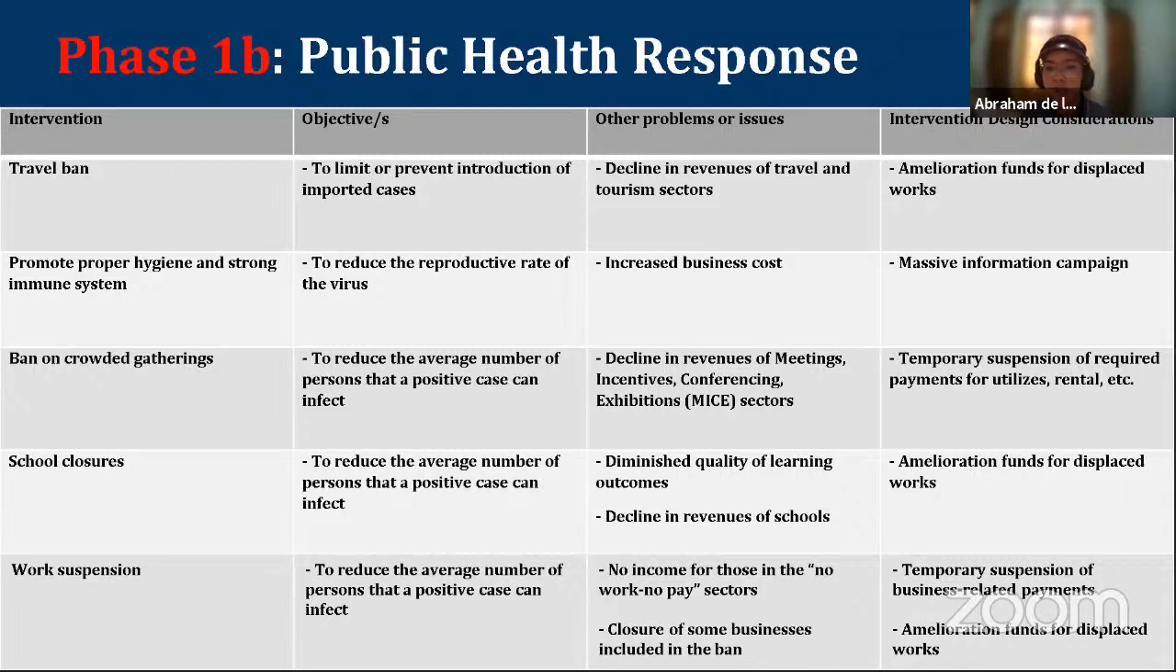These three have the same objectives, which is to reduce the average number of persons that a positive case can affect. And just to let you know, the amelioration fund of the Department of Labor and Employment is worth around 1.5 billion pesos, which can cover about 300,000 workers.